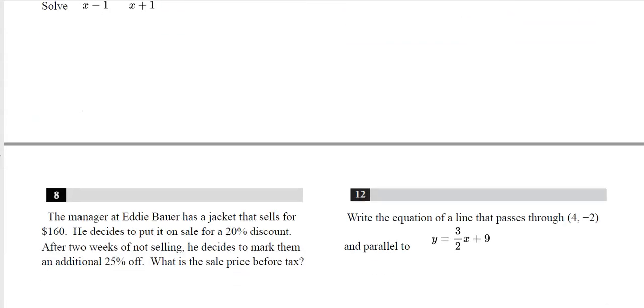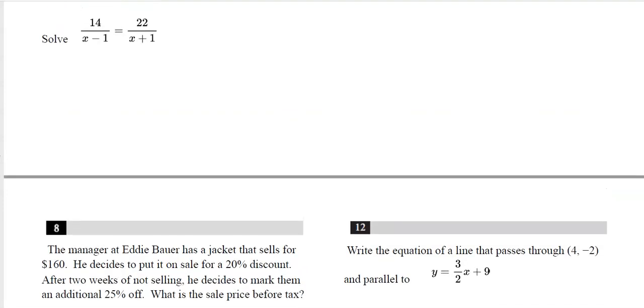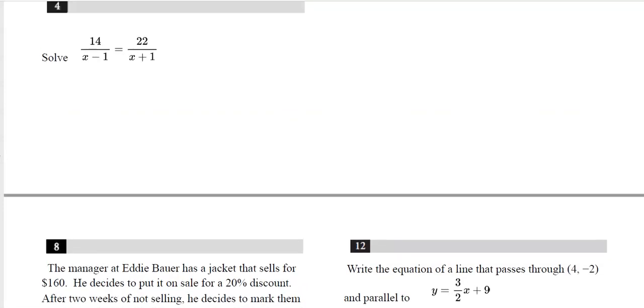Number 4. So number 4, it looks like we have a proportion. So let's solve this proportion. And the big thing here is I need to make sure to multiply the number by both pieces, kind of distribute them through. So 14x plus 14. I have 22x. Subtract 22. And let's get all my x's over here.